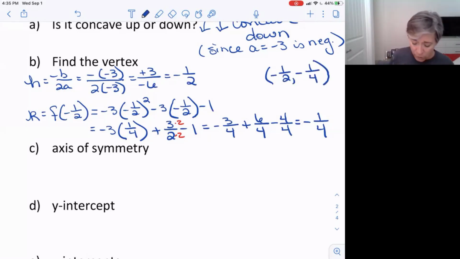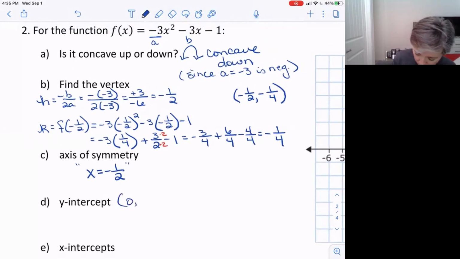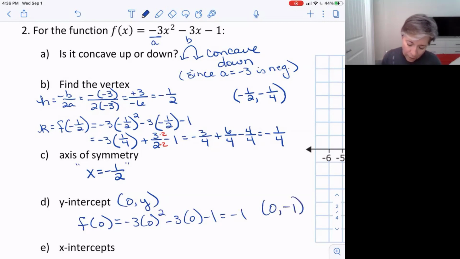So for the axis of symmetry, remember that's always the x coordinate of our vertex, which is a negative 1/2. So we get x equals negative 1/2. Axis of symmetry, you have to have that entire equation. For our y-intercept, remember our x is 0. We have to find our y. So we're going to plug in 0 for our x. We get negative 3 times the quantity 0 squared minus 3 times 0 minus 1. So all of that gives us a negative 1. So we get a y-intercept of 0, negative 1.